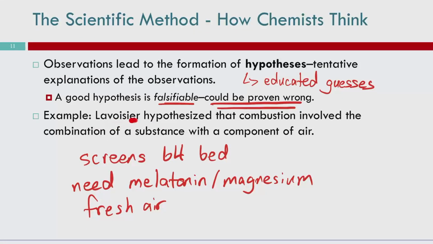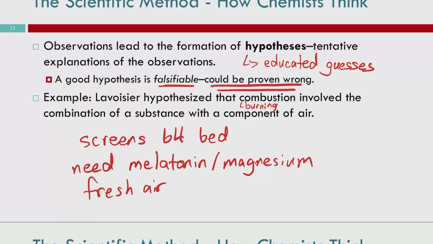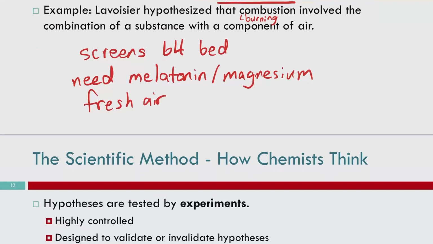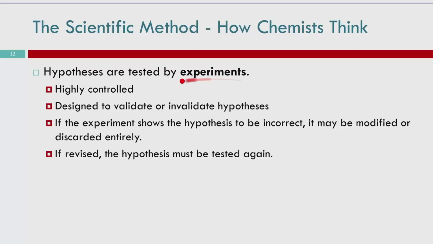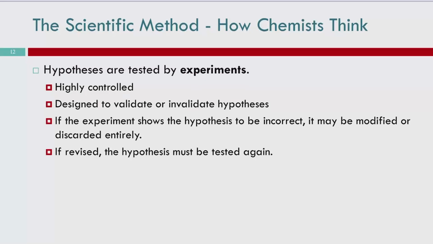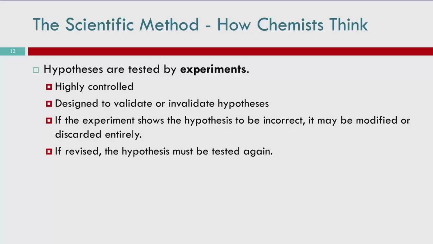Lavoisier, on the other hand, hypothesized that when he was in that combustion, when he was burning stuff, it involved the combination of a substance with a component in the air. And that's why things weren't changing in the container. Hypotheses get tested by experiments. So we have to run some sort of experiment to figure out if our guesses were correct.